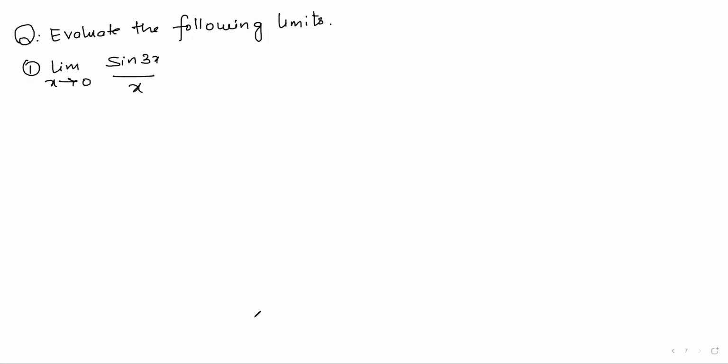Very good, it is correct. 3, very good. Sparsh, 3. Yes, sir. Okay, then please try the second one: limit x tends to 0 sine 5x by 2x. Please try this.